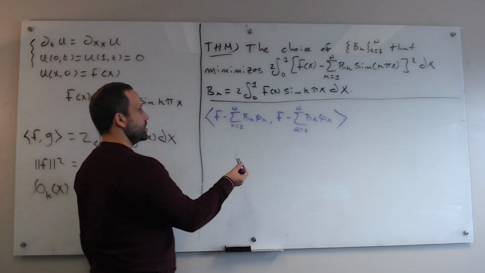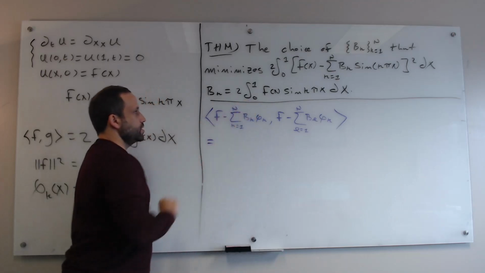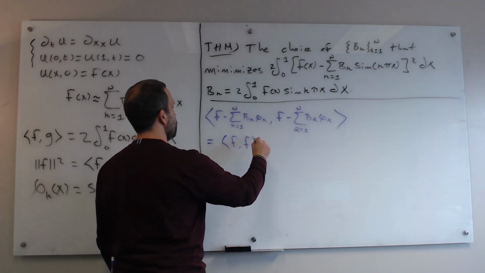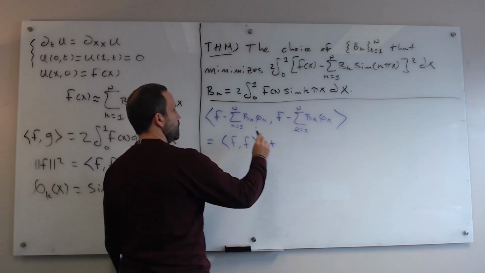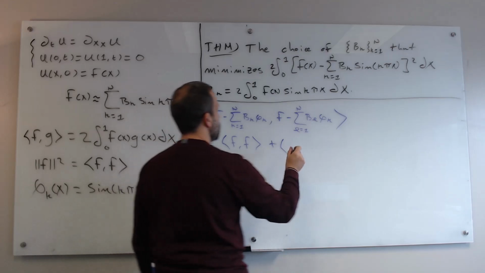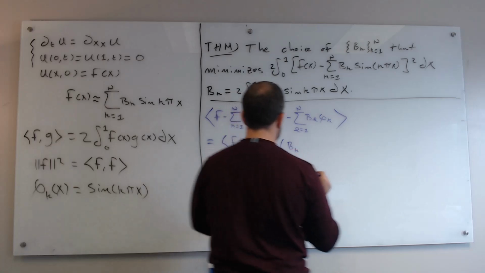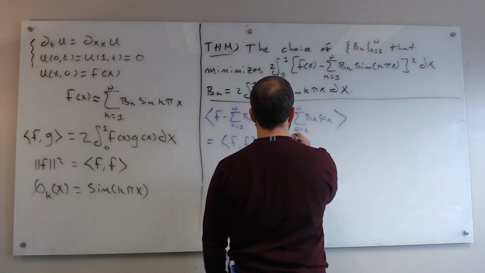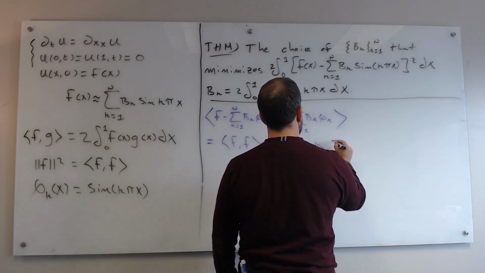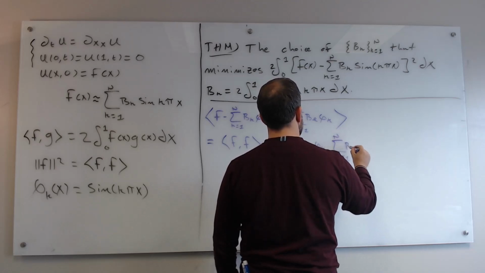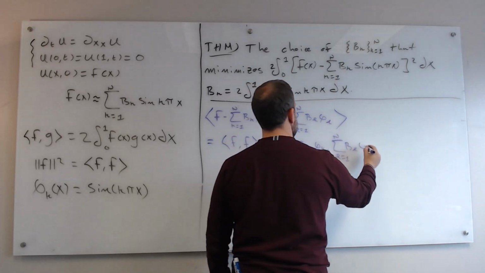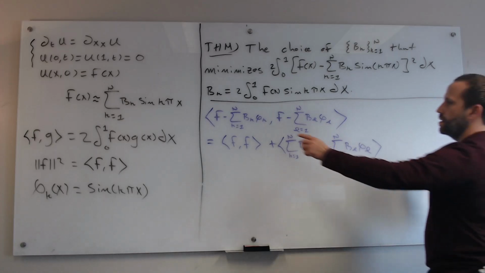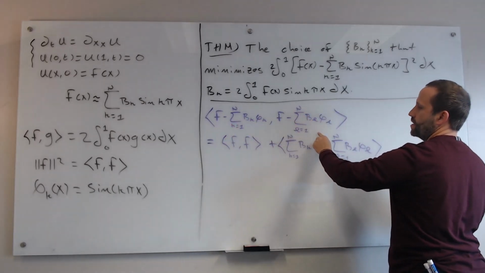Okay, now if you just expand this out, it's basically an inner product version of foiling. This is going to give you the inner product of f with itself, plus the inner product of the sum k equals 1 to n of bk phi k with the sum l equals 1 to n of bl phi l. Sorry, I had a k there. There should be l, bl phi l, like that. And then the mixed term, which is the inner product of f with that sum, minus the inner product of that sum with f.